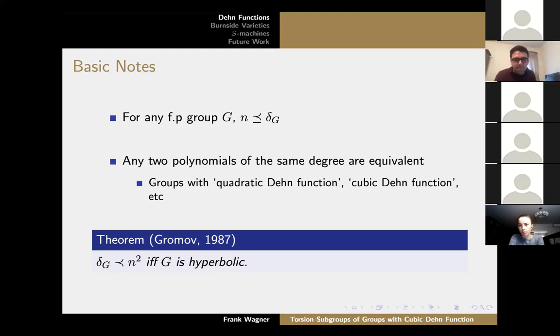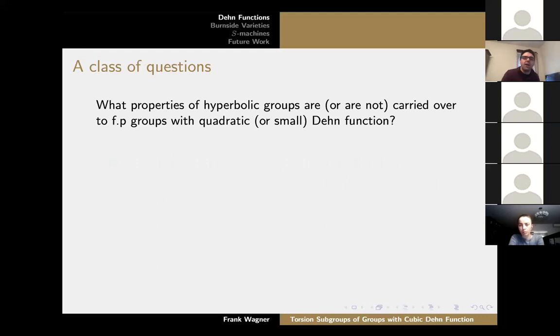So that begs a question that we can ask ourselves, which is what properties of hyperbolic groups? We know lots of nice properties that we like about hyperbolic groups. We want to know if any of them are not carried over to finitely presented groups with quadratic Dehn function, cubic Dehn function, small Dehn function, just whatever you want to say.